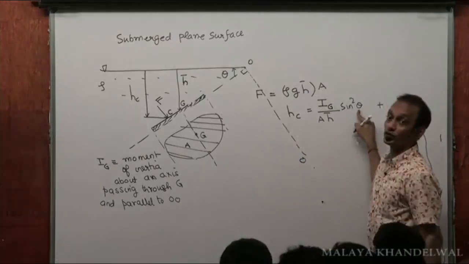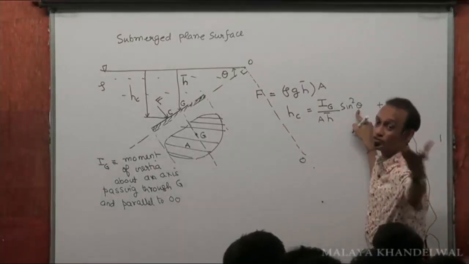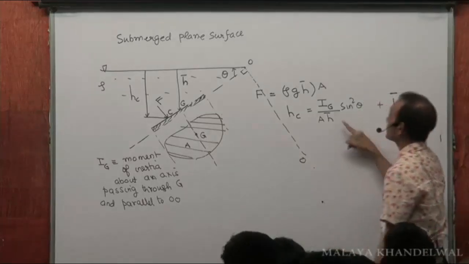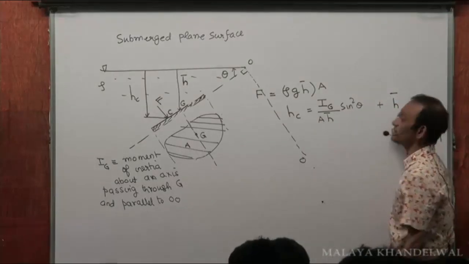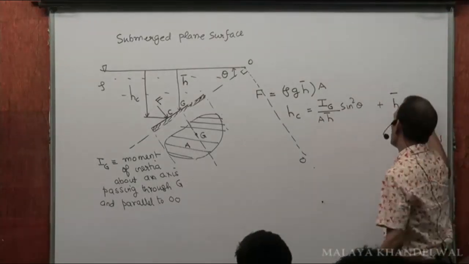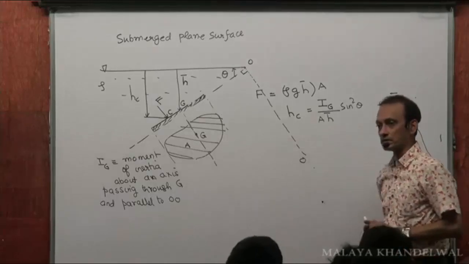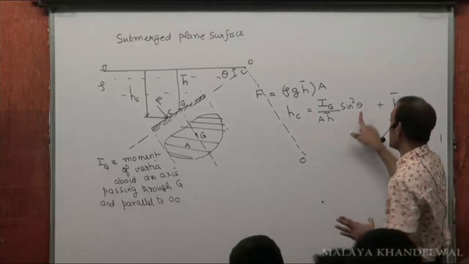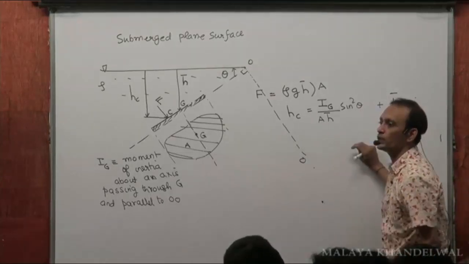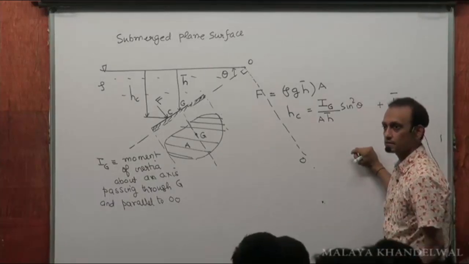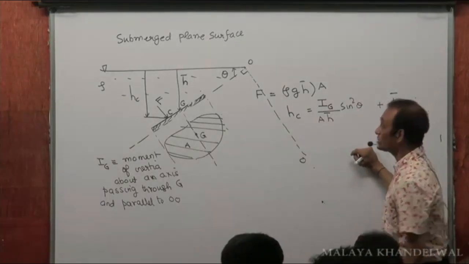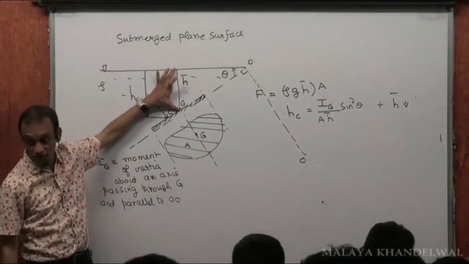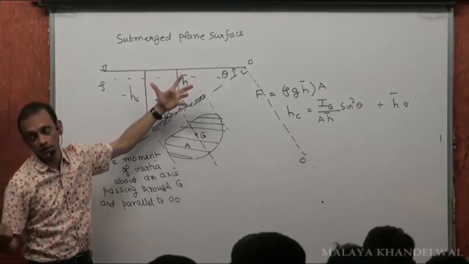See, if you put theta equal to 90 degrees, you get a vertical surface, and it reduces to the previous situation, isn't it? Plus H bar. So IG by A H bar sine square theta plus H bar. I'm not getting into the derivation of this, but it's very similar. There's no rocket science in it. Theta equal to 90 degrees will reduce it to a vertical surface. H bar is the depth of the center of gravity from the free surface, right?